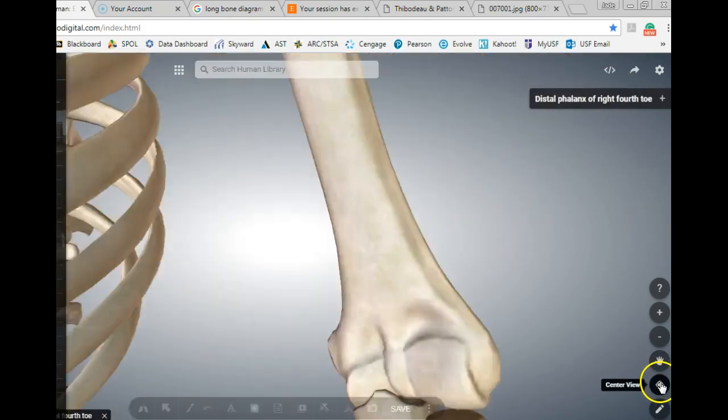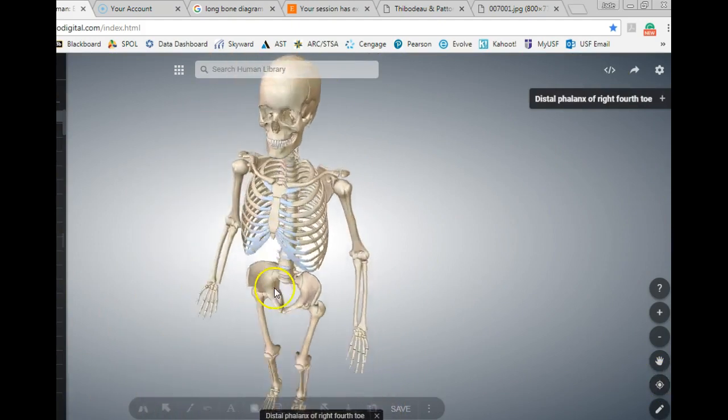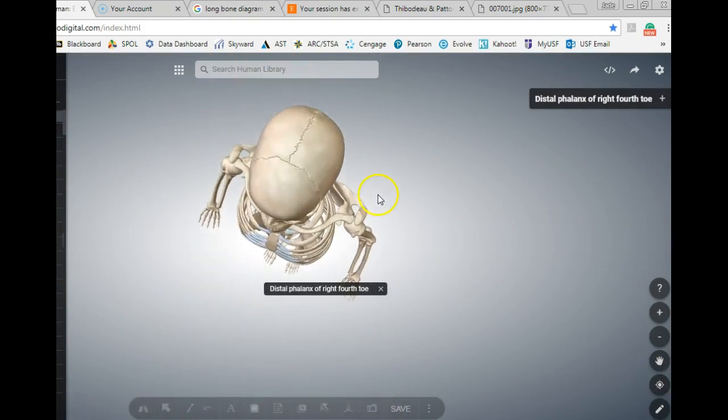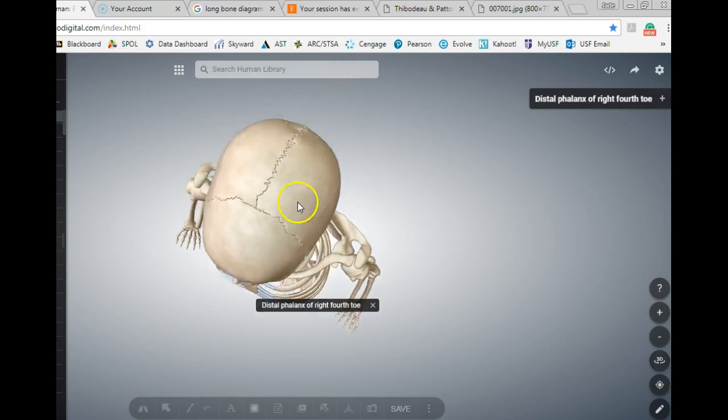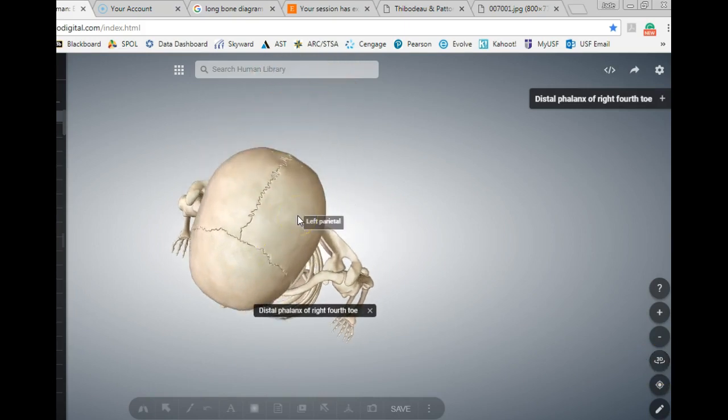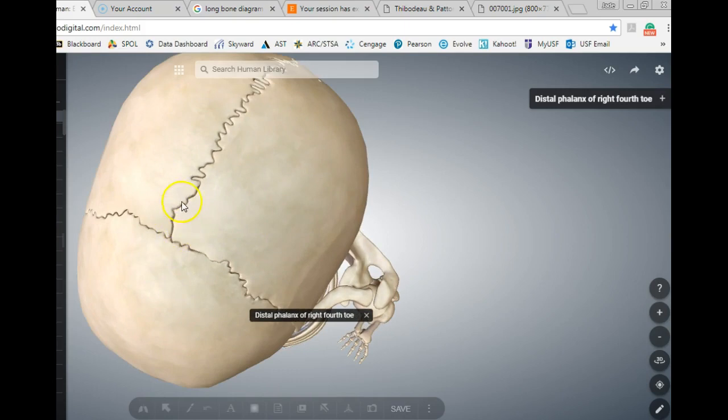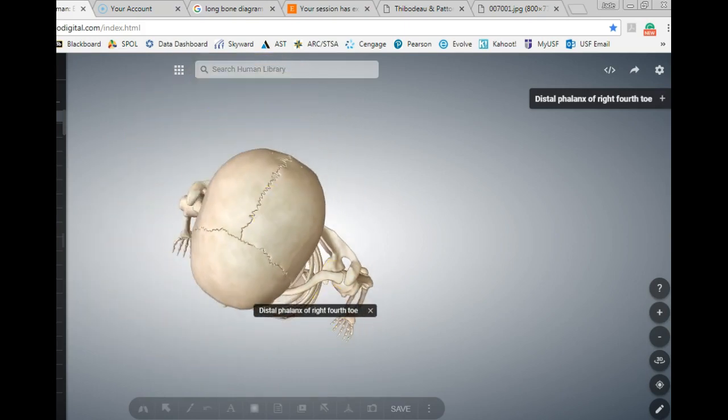And then synarthrosis are going to be joints where there is no movement. So fibrous connective tissue has grown between these joint surfaces. So the sutures of the skull are going to be the examples of our synarthritic joints.